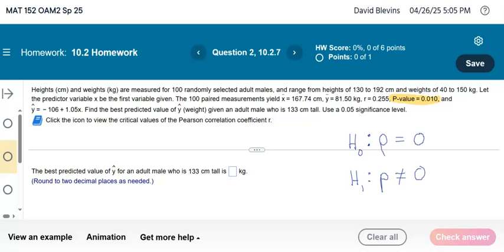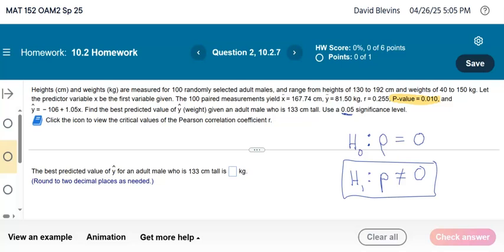So the p-value here is 0.010, and we're comparing it to 0.05. So just like in the hypothesis test chapter, the p-value is less than alpha. So that supports the alternate hypothesis, which means there is some kind of non-zero correlation in the population. And what does that mean?